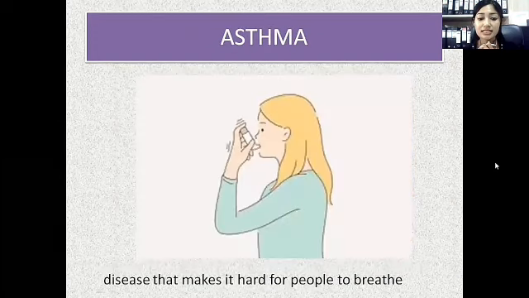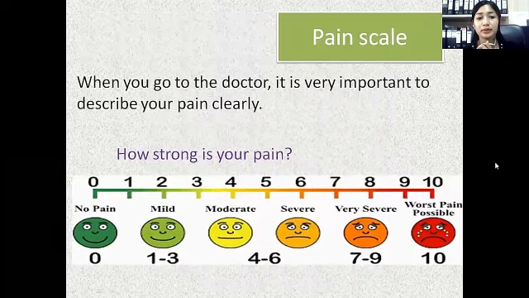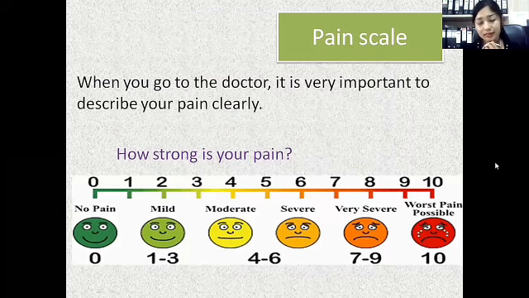Then asthma, a disease that makes it hard for people to breathe. Then seizure, a sudden attack of shaking and unconsciousness. Well, once you go to the doctor, they will ask you about your symptoms, and it is very important for you to describe your pain clearly. How strong is your pain? Like on a scale from 0 to 10. 0 means no pain, and then mild, moderate, severe, very severe, or worst pain possible.